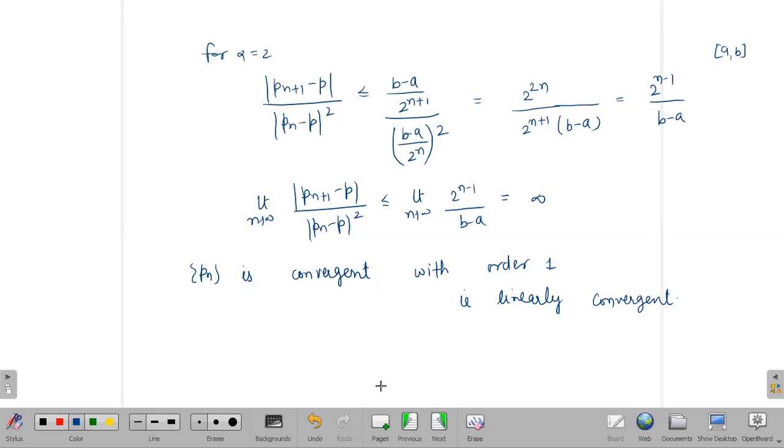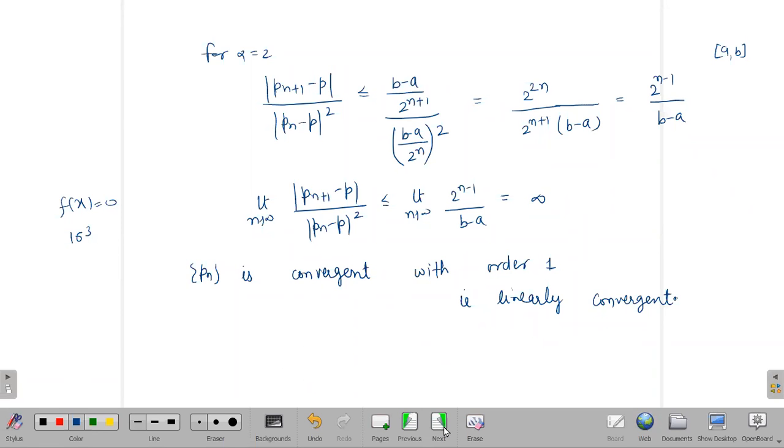That's why bisection is a slow method. If you take any equation and apply the bisection method on it, to achieve a given accuracy maybe you will get the answer in 15 or 20 iterations. If you apply another method, maybe you will get the same accuracy in 3 or 4 iterations. That's why its sequence is linearly convergent, and that's why it is a slow method.